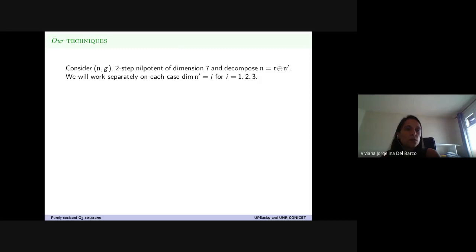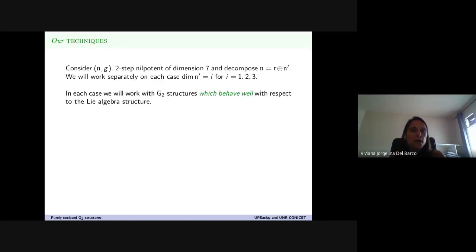Okay, so which are our techniques? We start with a two-step nilpotent Lie algebra of dimension 7, and we decompose it as I said. And we're going to work in each case separately. Okay, and in each case we're going to work with G2 structures which behave well with respect to the Lie algebra structure. What does it mean?